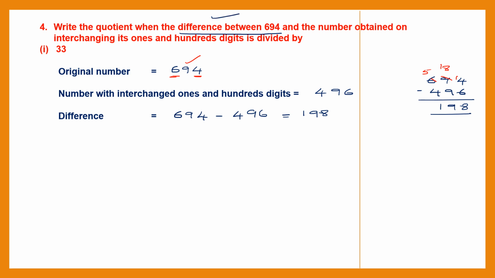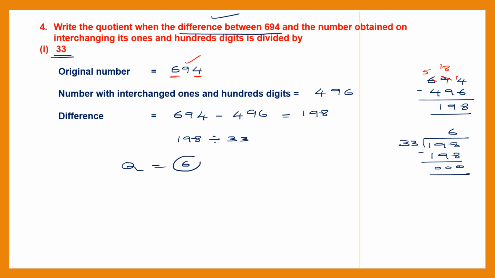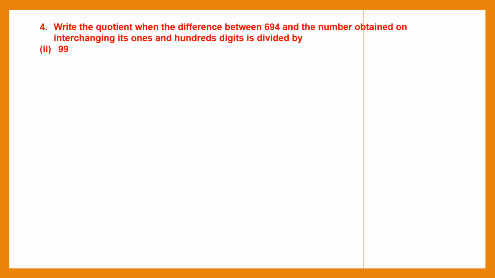So we found the difference. Now we have to divide it by 33. So let's divide 198 by 33 and see what we get. 198 divided by 33. Now 33 into 6 is 198. So we've got our answer here. The quotient is 6.